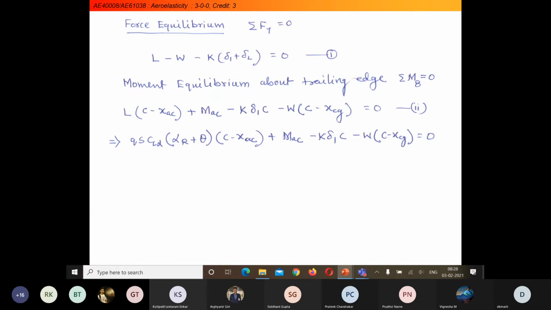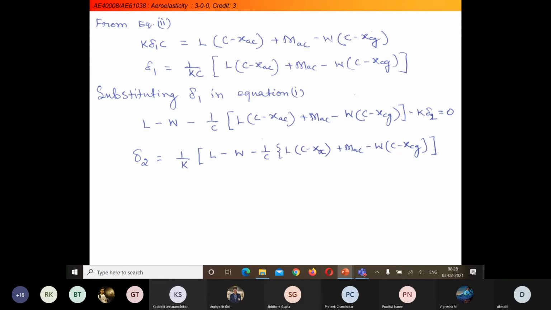Now let me come to the equilibrium of force, whatever we have considered. This is from the second equation. After substituting the values of lift force, Q S C L alpha into (alpha plus theta), this is the value of lift we have shown earlier, and this is C into (C minus X AC), plus M AC, then K delta 1 minus K delta 1 into C, minus W multiplied by (C minus X CG). This is equal to 0.